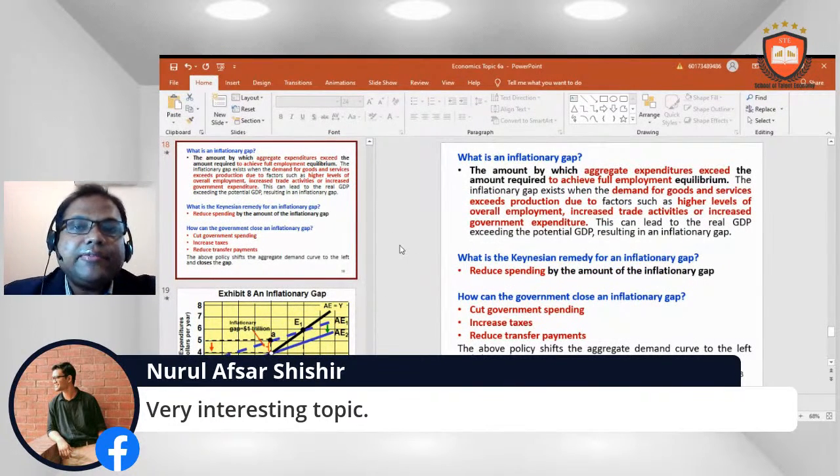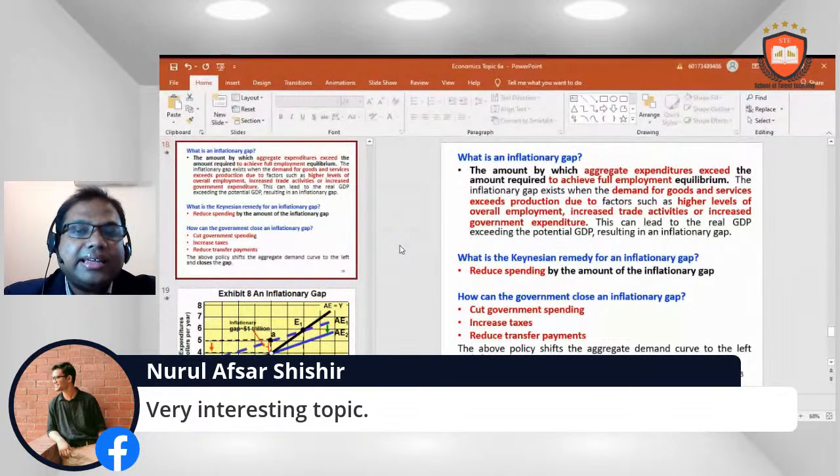What is an inflationary gap? An inflationary gap is the amount by which aggregate expenditure exceeds the amount required to achieve full employment equilibrium. The inflationary gap exists when the demand for goods and services exceeds production due to factors such as a higher level of overall employment, increased trade activities, or increased government expenditure. This can lead to real GDP exceeding potential GDP, resulting in an inflationary gap.